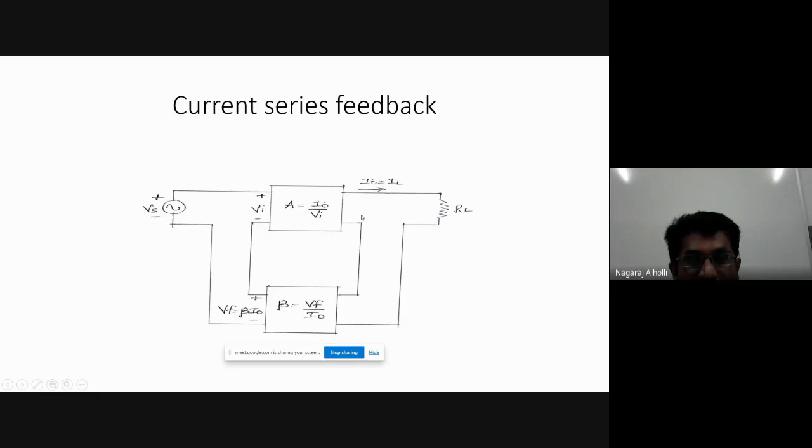In the current series feedback, the gain of the amplifier is A is equal to I naught upon Vi. This is the gain without feedback. I naught is the output, and the input is Vi. With feedback, the output is I naught and the exact input is Vs. Therefore, I naught by Vs gives the gain of the amplifier with feedback.